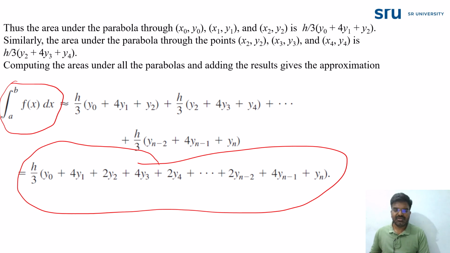Finally, we are adding all those integral values. So finally, we can find this. This is called Simpson one-third rule.